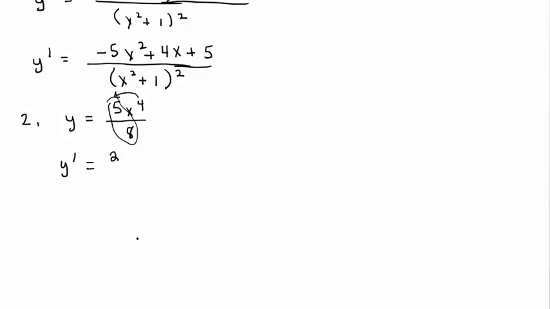You could do a little simplifying, dividing out a common factor of 4 from the numbers. So I'll have 5x cubed divided by 2. So I didn't have to do the quotient rule, even though there was a quotient.